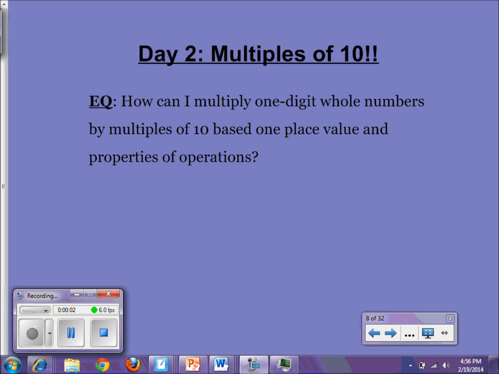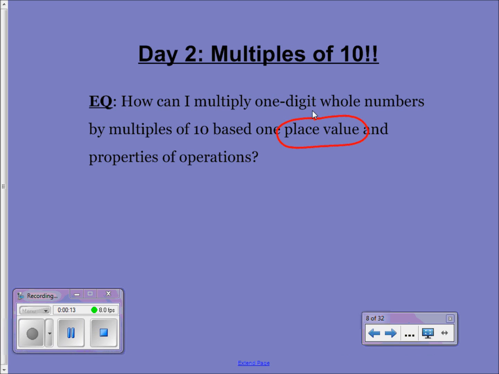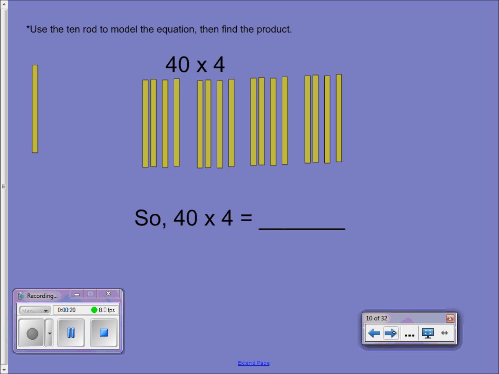Okay, so tonight's video is another strategy for how we can multiply one-digit numbers by multiples of 10. We are still going to be using our place value knowledge, and we're going to be putting some of our number talk strategies to the test today. But first, let's do a quick review.